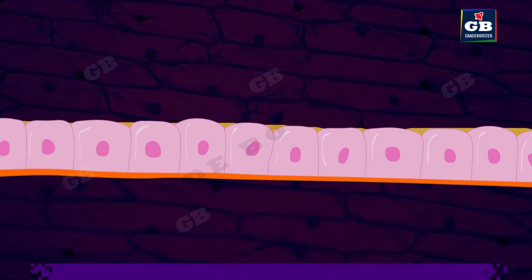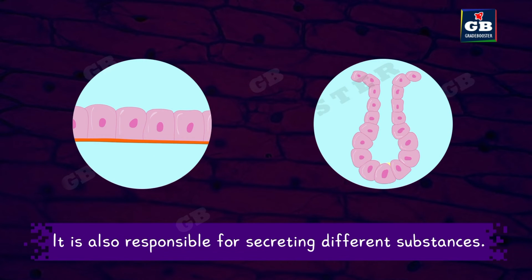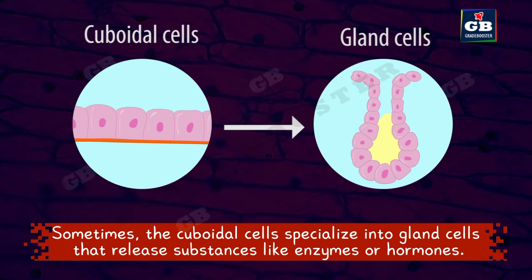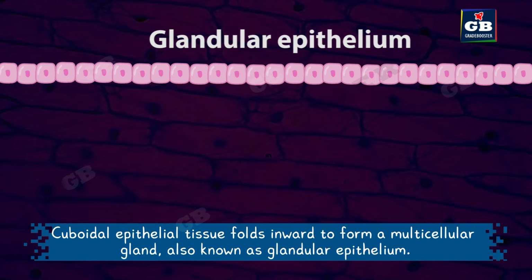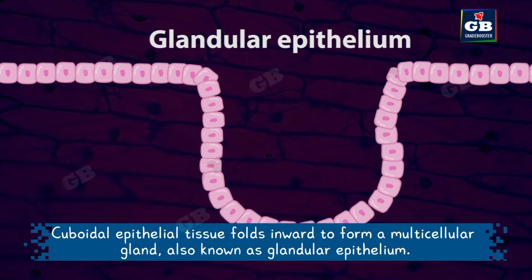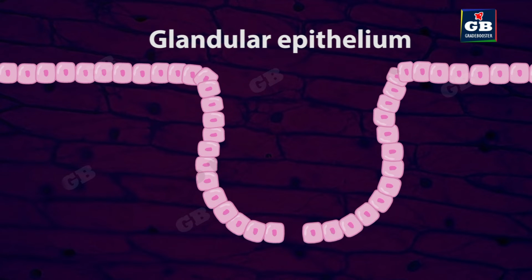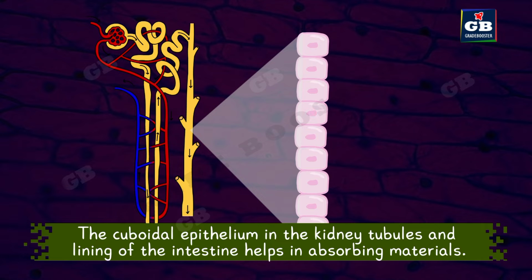Secretion. Cuboidal epithelium is also responsible for secreting different substances. Sometimes the cuboidal cells specialize into gland cells that release substances like enzymes or hormones. In some cases, cuboidal epithelial tissue folds inwards to form a multicellular gland, also known as glandular epithelium. Absorption. The cuboidal epithelium in the kidney tubules and lining of the intestine helps in absorbing materials.